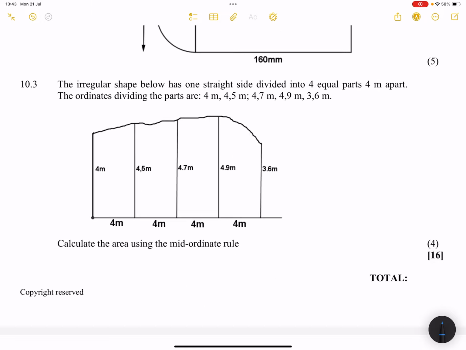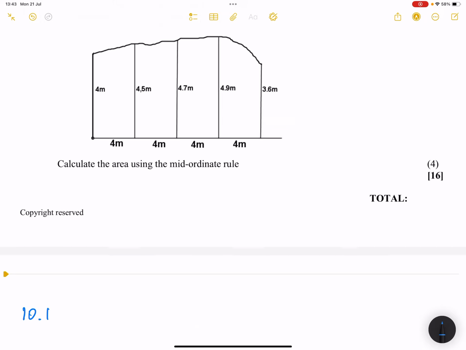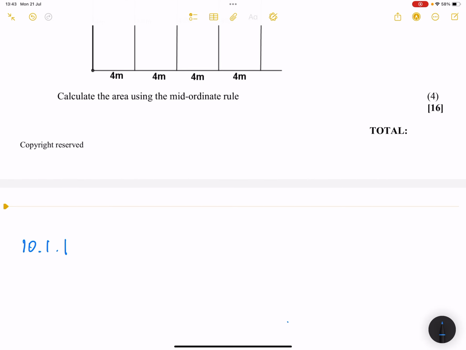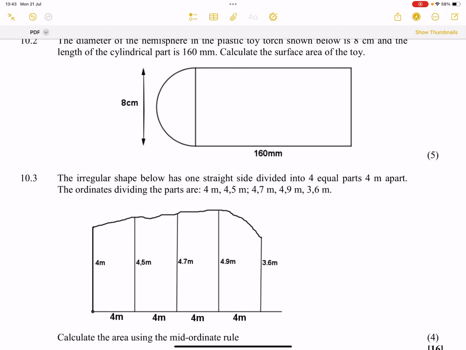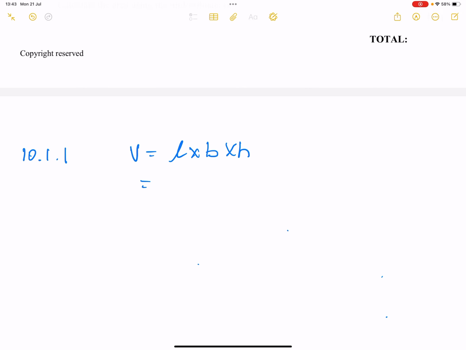So for 10.1.1, our volume will simply be length multiplied by breadth multiplied by height. So that's going to be 25 multiplied by 14 multiplied by 6. So 25 times 14 times 6.